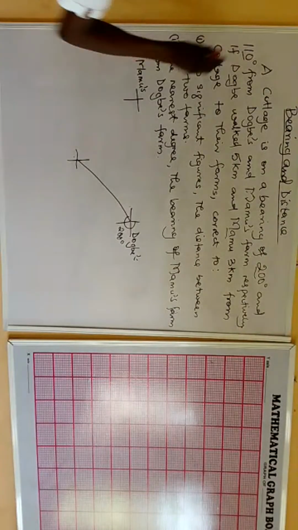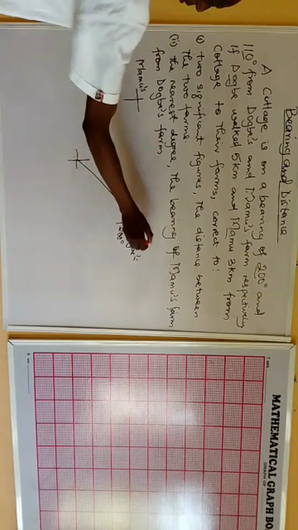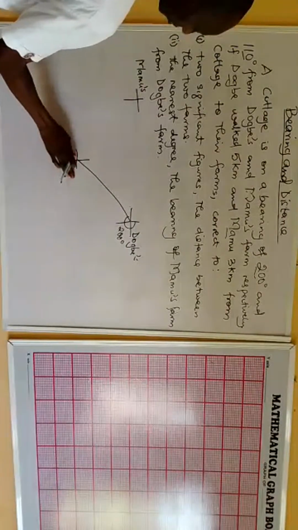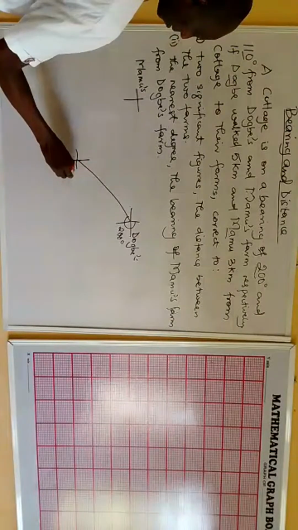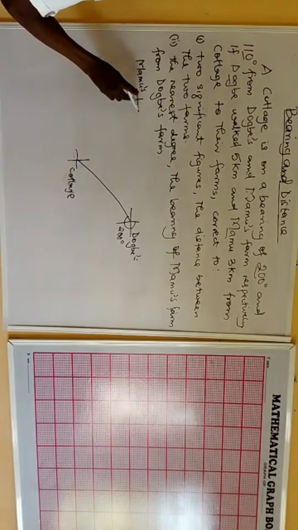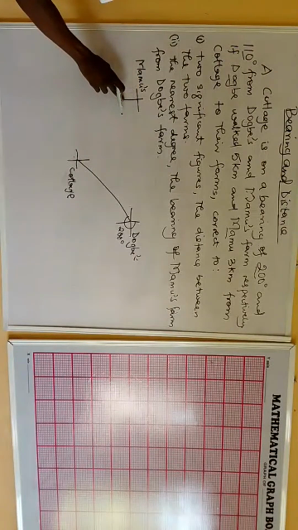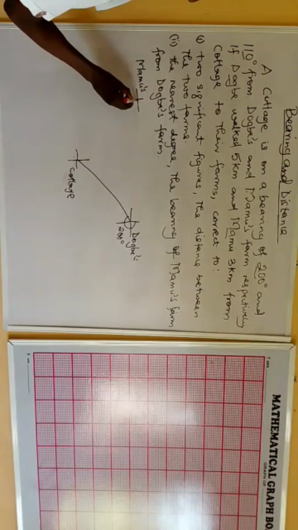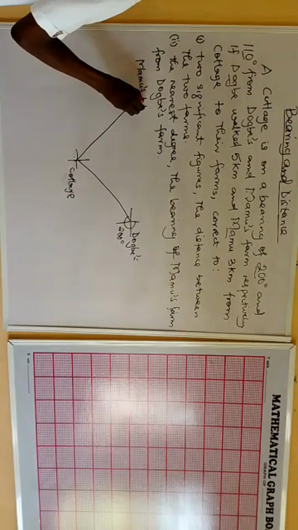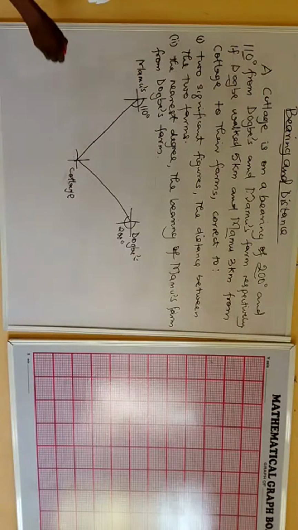Then Mamu walks also. Both of them take their walk from Dugbe. There is Dugbe. Here is the cottage, sorry. This one, Mamu's walk, is 110. Here is 90, 180. So 110 will fall here. So here is 110 degrees.